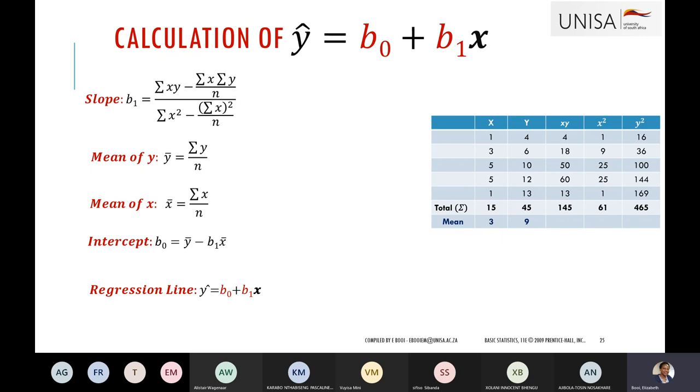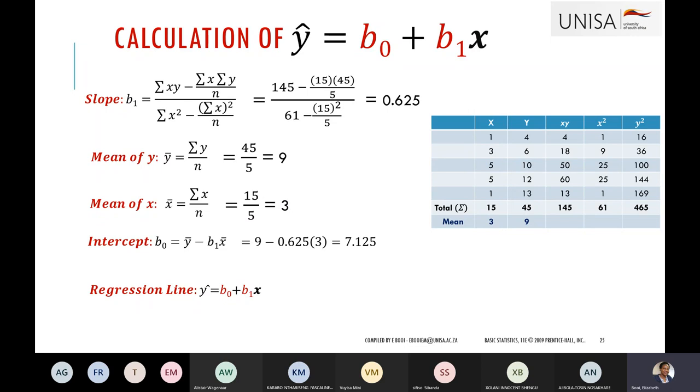So when you have your X and Y, if you're calculating this manually, you have to calculate the values of X and Y separately. You do your X times Y, your X squared and your Y squared, and then you sum them. Once you have created the summation, you can substitute into the formula to calculate your slope, then your intercept, by substituting all those values that you calculated previously, and substitute B1 and B0 into the formula and create your regression line. And that's what we have done.